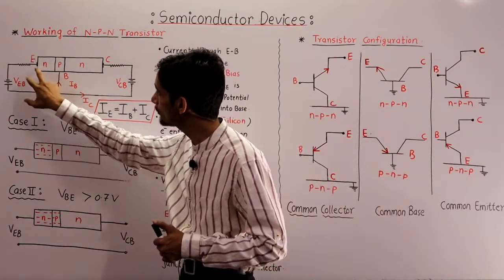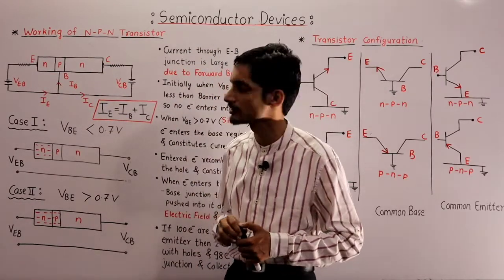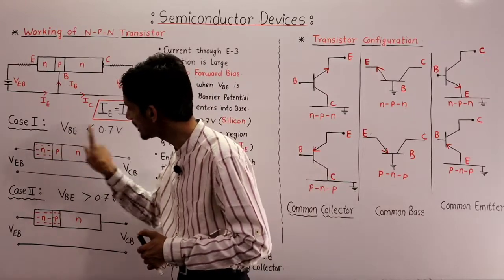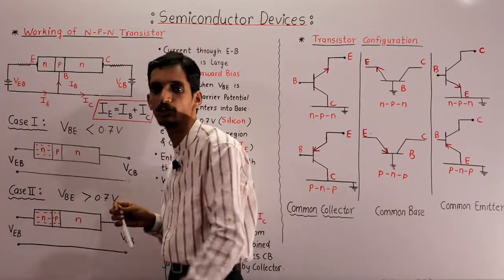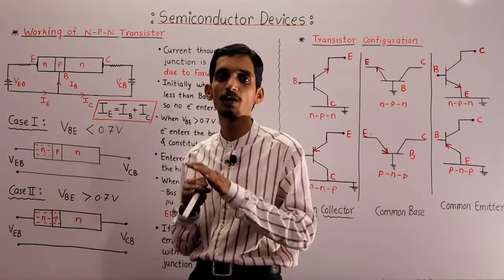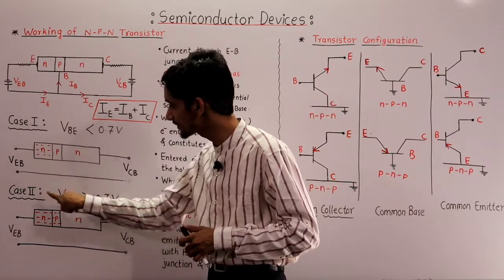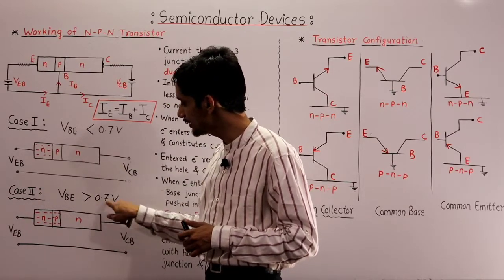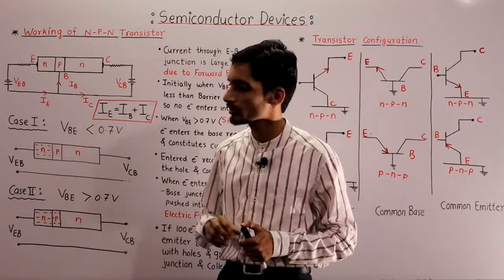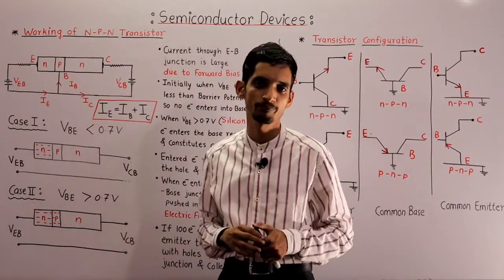Since the voltage applied between emitter and base is less than 0.7 volt, what happens? These electrons will not enter into this base region before the 0.7 volt. So no current flows. Now, case number 2: once VBE is greater than 0.7 volt, this emitter to base junction is now forward biased.